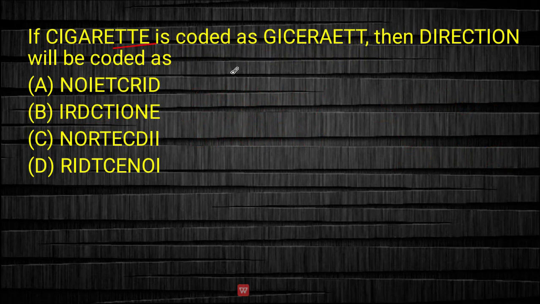Next and the last question. If cigarette, CIGARETTE, we will write as GICERAETT. So in that way what will be the answer for direction? DIRECTION. So at first we have to find out the relation between these.